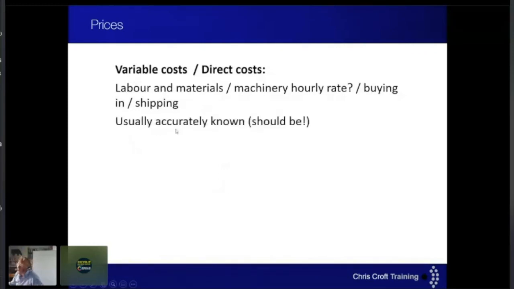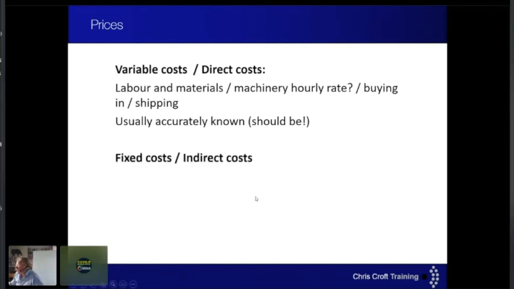Okay. And normally those are accurately known because you know what your material cost is and you know what your labor cost is. So when I do a training course, my direct cost is paper and petrol to drive to a customer. And I know what that is.